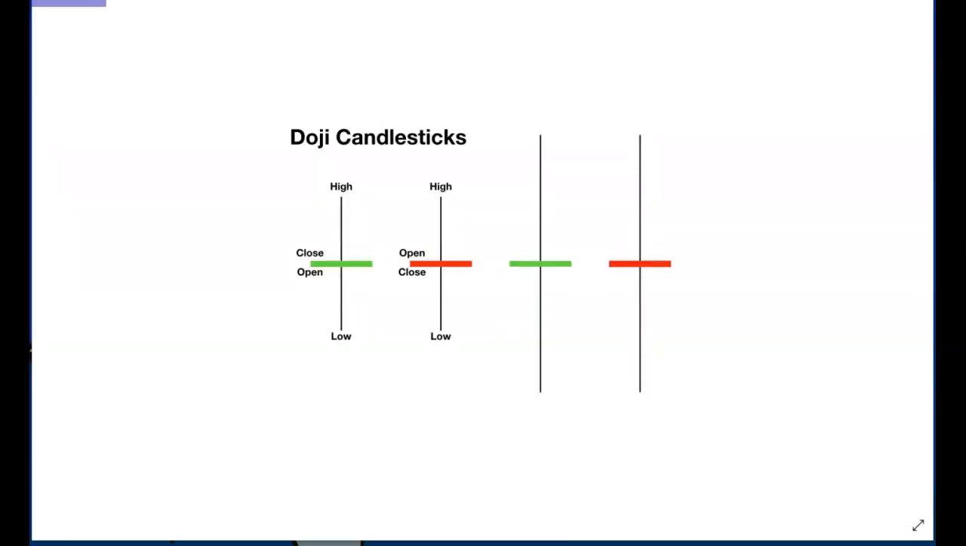Okay, now we have come to the Doji Candlestick. Sorry about that. Let me turn that volume down.